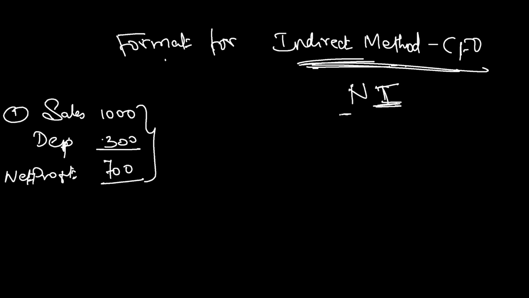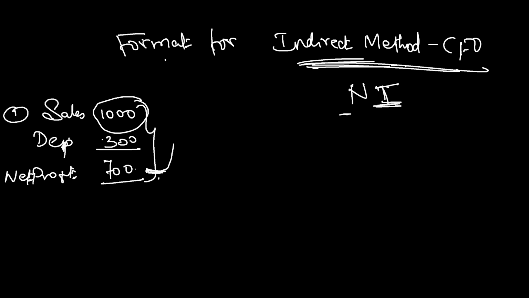Now in this case, can I say that my cash flow is 700? No. Reason being, depreciation is a non-cash item. So because it is a non-cash item, this 1000 from sales is still in my hand. So the cash is not exactly 700. Even though the net profit is 700, the cash that I have in my hand is 1000.